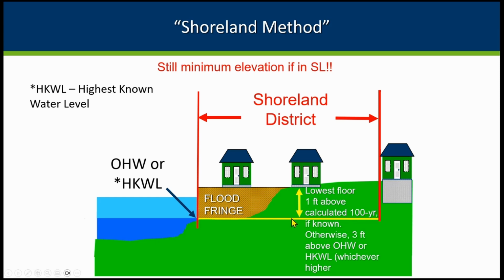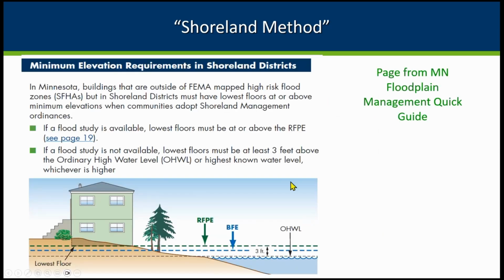So the shoreland rules say, okay, if you don't have a flood elevation and you're not just adding your freeboard and using the regulatory flood protection elevation, you use 3 feet above the ordinary high or the highest known water level, whichever is higher. We've got a page in our quick guide showing that same concept here: if the flood study is available, the lowest floor has to be at the regulatory flood protection elevation.